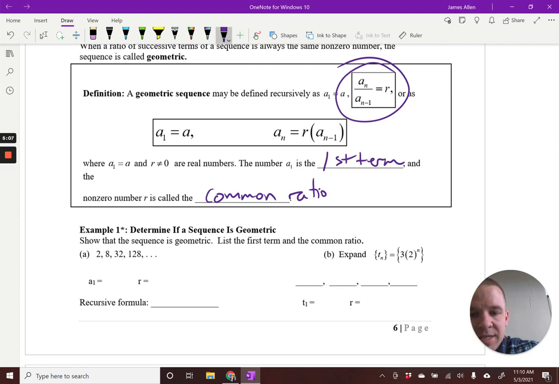Next, show that the sequence is geometric. List the first term and the common ratio. Okay. So my first term is 2.